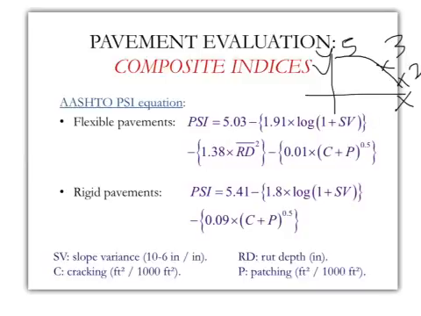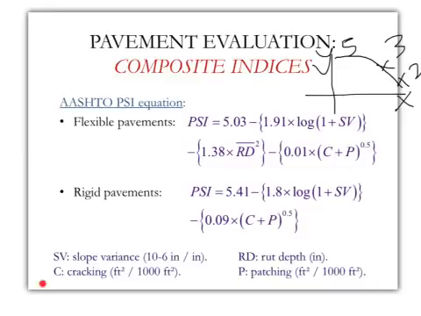As you can see, PSI is 5.03 minus what? Minus 1.91 times the log of 1 plus SV. What's SV? SV is the slope variance, which is again an indication of the roughness, like what we talked about in the previous lectures. Then we also need to consider RD, which is the rut depth in inches, all the way to C plus P. C is the cracking in terms of the extent of the crack. As you can see here, it's an area in square feet over 1000 square feet, as well as we need to consider P, which is patching.